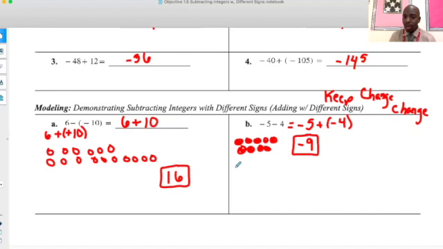Now, if you want to do absolute value, perfectly fine. -5, absolute value of both. Remember that. Absolute value of -5 is 5. Absolute value of -4 is 4. Because they're the same sign, both of them are negative, I'm going to add them together. That's going to give me a 9. Now I have to remember to put the sign that they both shared, which also gives me -9.